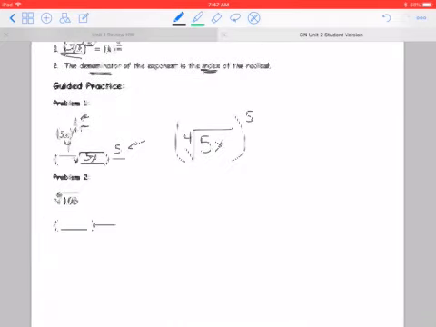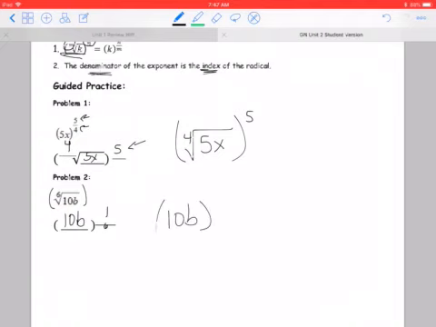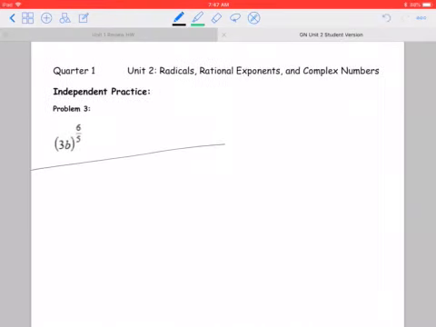Let's go the other way now. So whatever's in the radical is what goes in the parentheses. Whatever the index is, is the bottom of that fraction. And if there's no exponent on top, remember you have a placeholder 1. So that is 10b to the 1/6. So super easy. I want you to try it on your own.